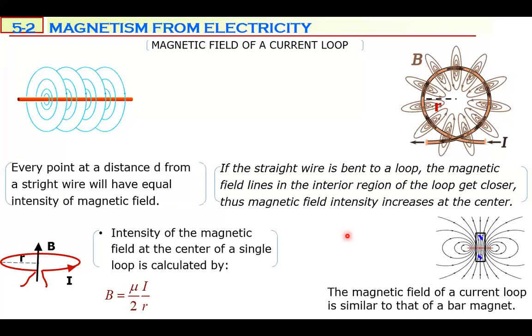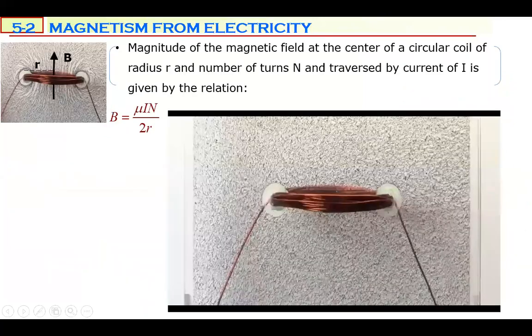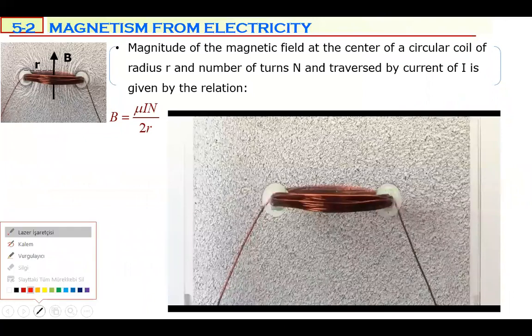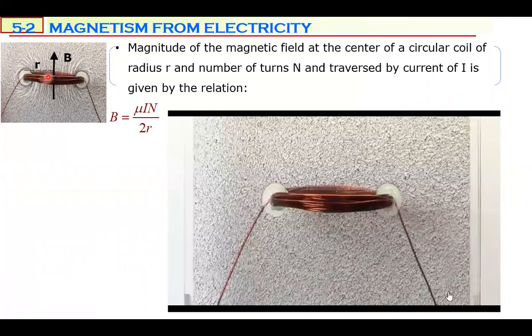But if there is more than one loop, if two loops or three loops, you multiply the equation by n, where n represents the number of loops. So this is the magnitude of the magnetic field at the center of a circular coil. If there is more than one loop, it is called a coil. There are n turns for this coil, whose radius is r, and the current given to this coil is I. So the magnetic field is going to be mu I n over 2r.